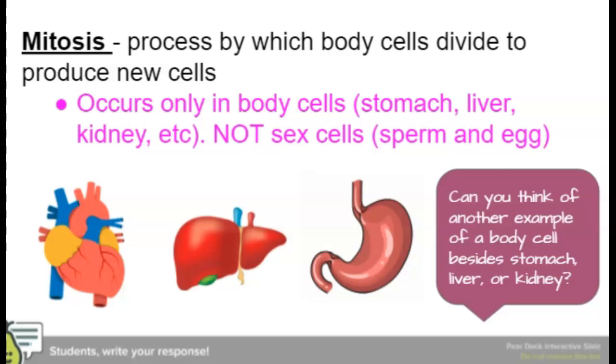What I want you to do is see if you can think of another example of a body cell besides a stomach cell, a liver cell, or a kidney cell. You might have said a brain cell, or a heart cell, or a skin cell. Basically, any part of your body that you can think of, you can attach the word cell onto it, and it would work.